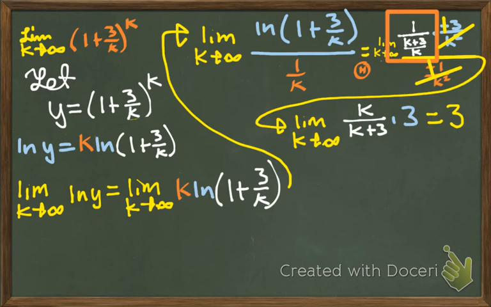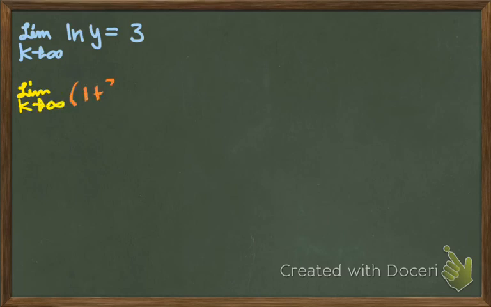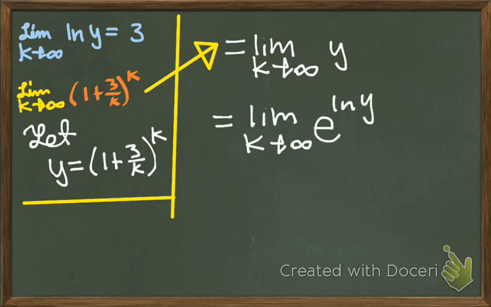Are we done? No. Let me take that limit and rewrite it. What we found is the limit as k goes to infinity of the natural log of y is 3. We were looking for the limit as k goes to infinity of 1 plus 3 over k to the k. And that's when we let y be that. So we were looking for the limit as k goes to infinity of y. Now, let me rewrite that y as e to the natural log of y, because they are algebraically equivalent. E to the natural log of y is just y.